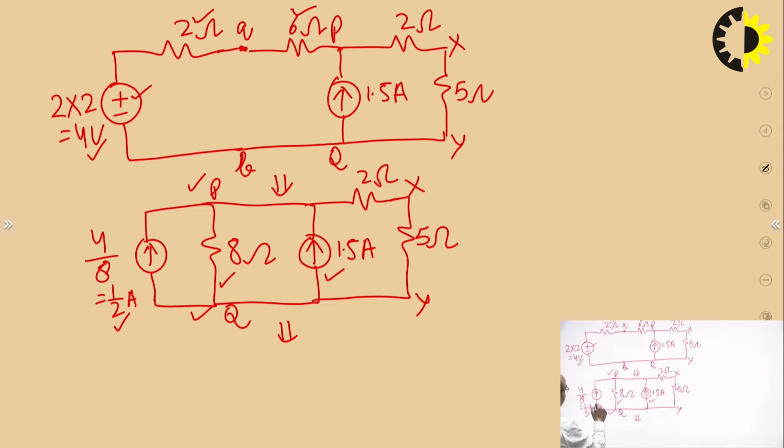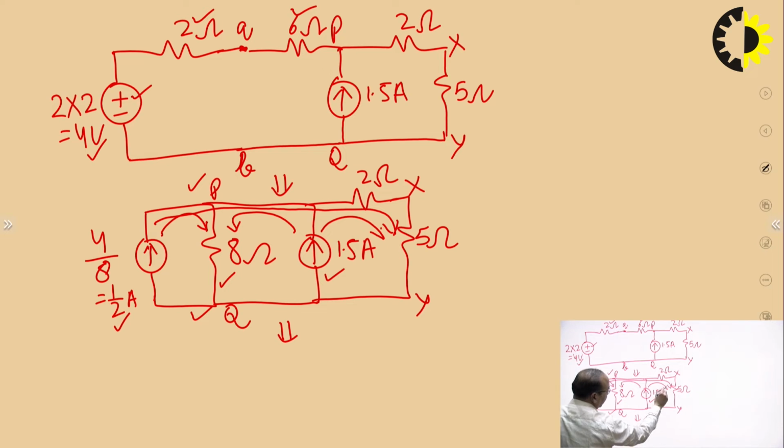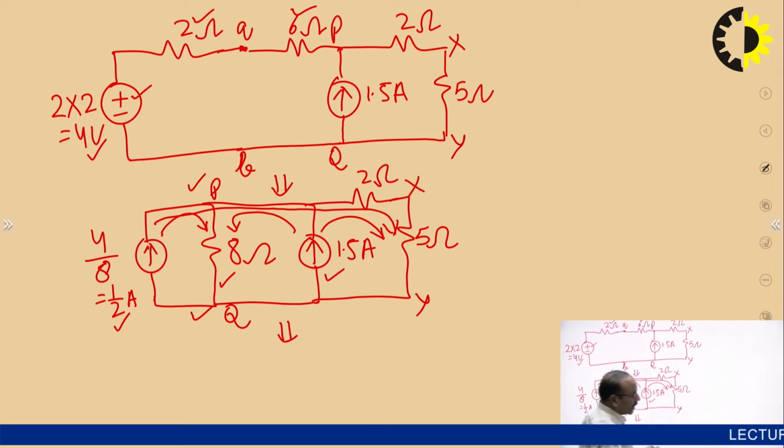How can we do it? If we see the current supplied by these sources, this 1 by 2 ampere current source is supplying the current in this direction in 8 ohm. Similarly, this 1.5 ampere current source is also supplying the current in the same direction in 8 ohm. Both are supplying in the downward direction. Similarly, the 1 by 2 ampere current source is supplying current like this in 5 ohm, and 1.5 ampere is also supplying like this in the 5 ohm. That means both these current sources are supplying the current in the same direction in different resistances.